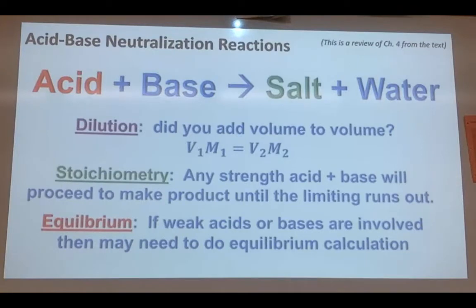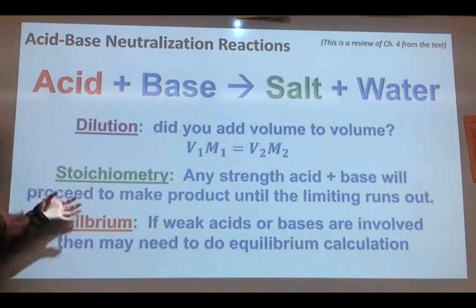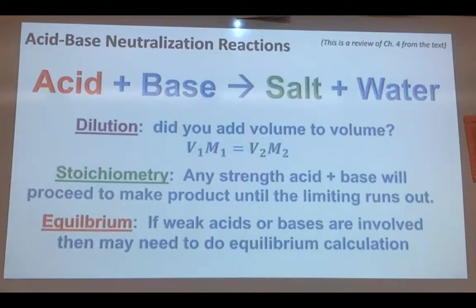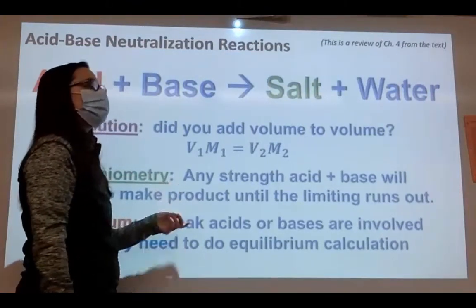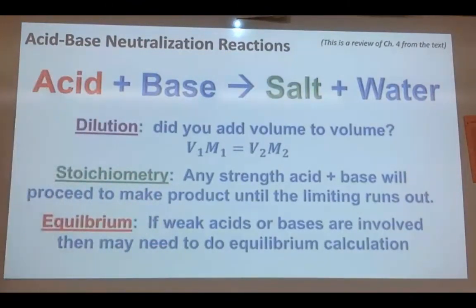The reaction is going to proceed to make product until we run out of a limiting reactant. Now, the questions that we look at are one-to-one, so it's going to be relatively easy for us to figure out what the limiting reactant is. And then, if we have weak acids or weak bases involved, we have to end with an equilibrium problem. So we have to end with an equilibrium calculation. Typically, it asks us to find the pH.